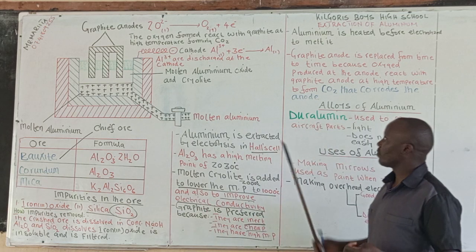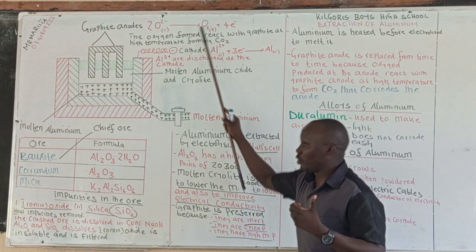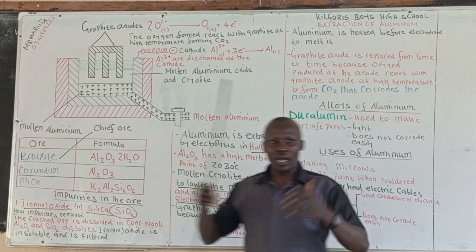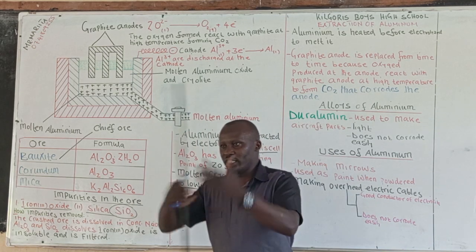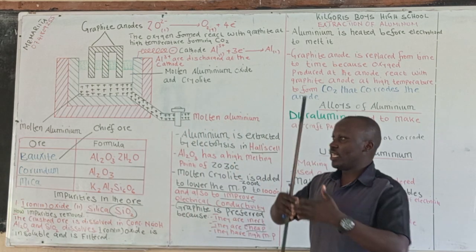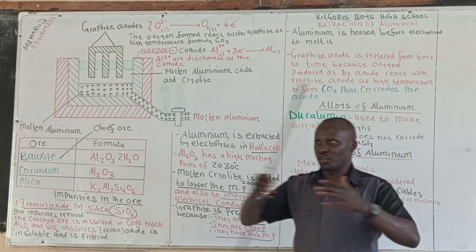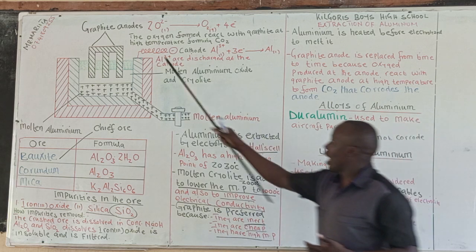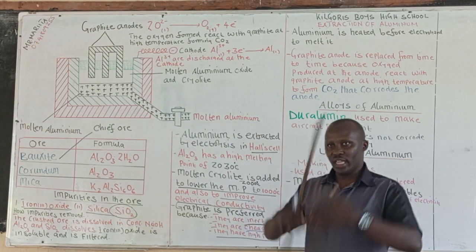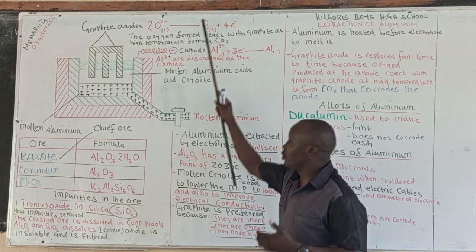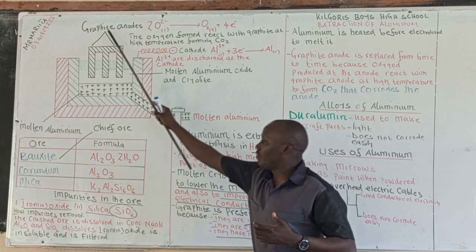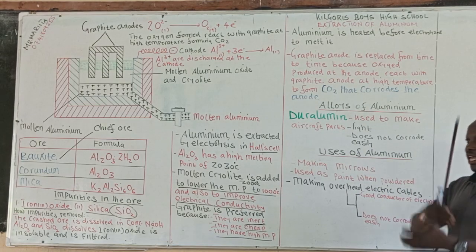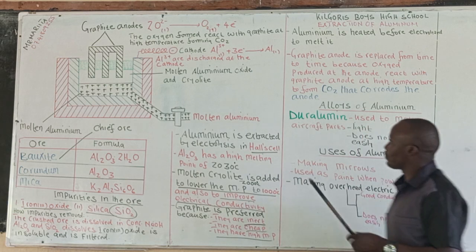So what will happen is that the oxygen gas produced here combines with this graphite, which is carbon, to form carbon dioxide, and therefore it corrodes the anode, and this makes the anode need to be replaced from time to time. Sometimes you will be required to explain why the anode is replaced from time to time. The reason is the oxygen produced here combines with the graphite carbon to form carbon dioxide which corrodes the anode, and that's why they are replaced from time to time.